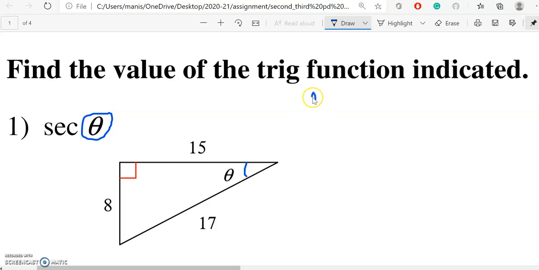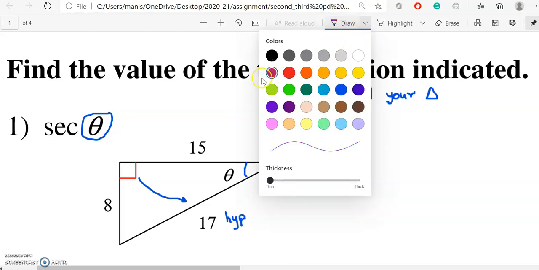So step number one will be what? You will label your triangle. Label your triangle. So this is the 90 degrees. This side is called my hypotenuse. See, as I'm writing over here, this is my hypotenuse. Now you have to label two sides.